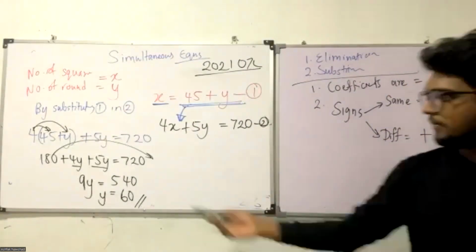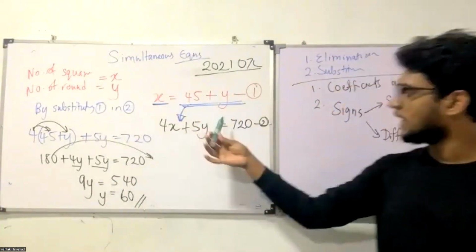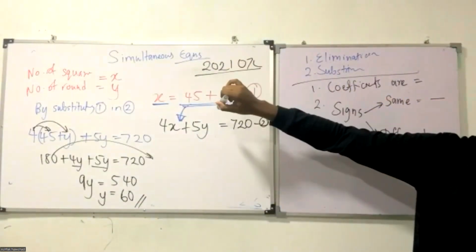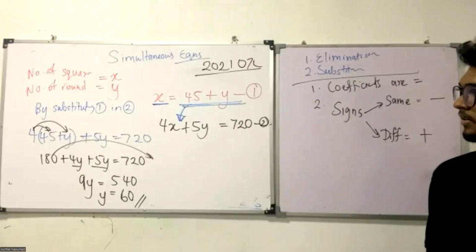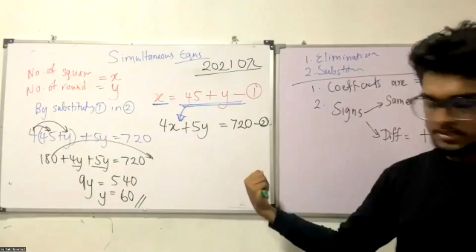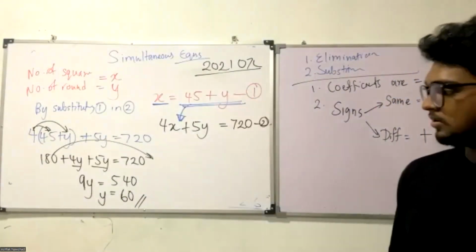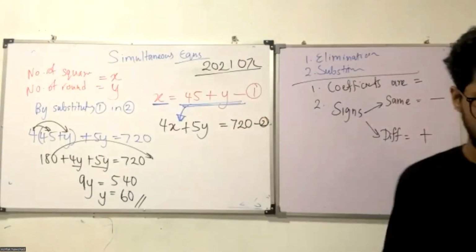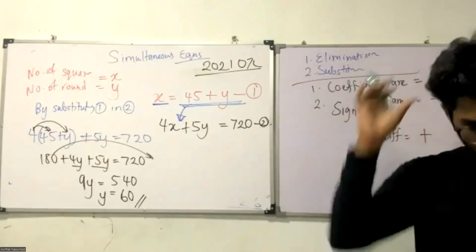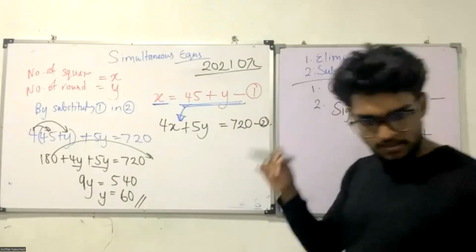Good. So we have the value of y. We can substitute this value in either of these two equations to get the value of x. So which is easier? If you are doing the question, which will you choose to substitute y? Which equation? First or the second? First one is easier, right?